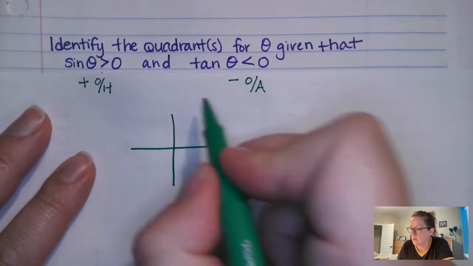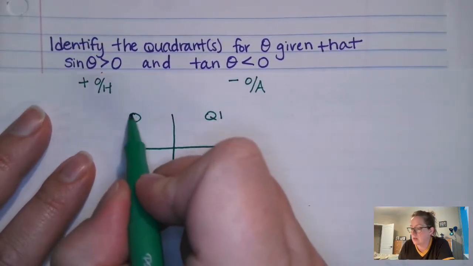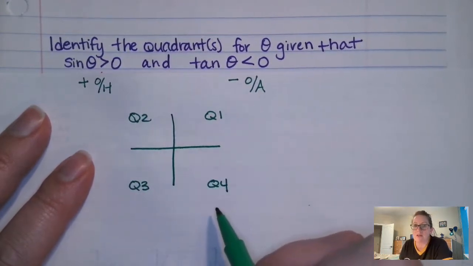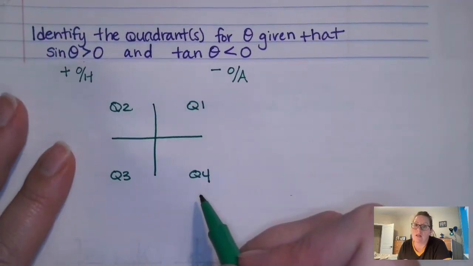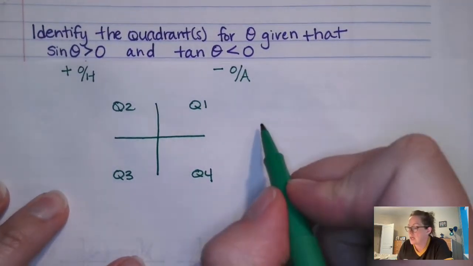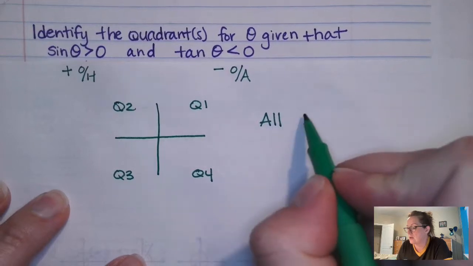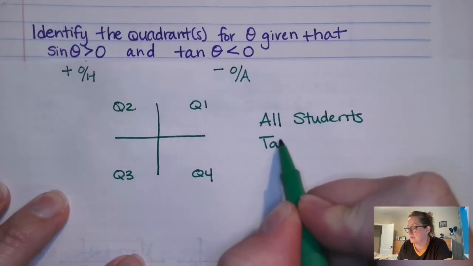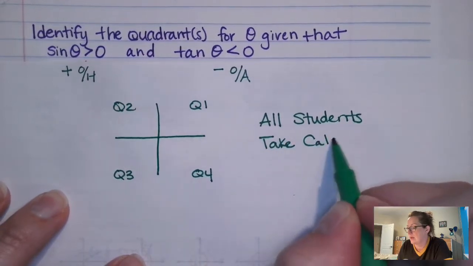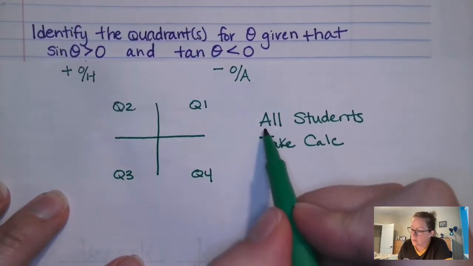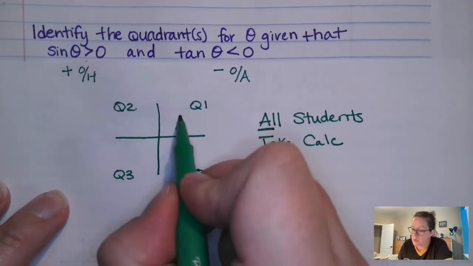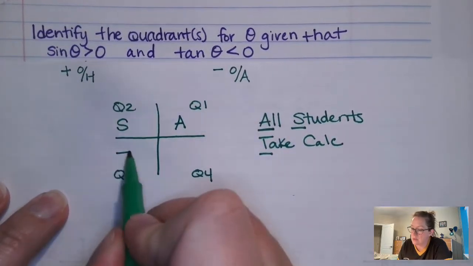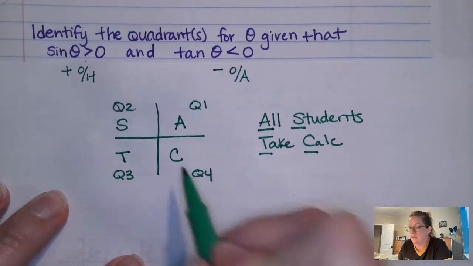So let's get a little review on quadrants. Quadrant 1 is up here, and it goes counterclockwise: quadrant 2, quadrant 3, quadrant 4. There's a shortcut to knowing which one has positive trig functions in it, and the saying is: All Students Take Calculus, okay? So we're going to put an A in quadrant 1, an S in quadrant 2, a T in quadrant 3, and a C in quadrant 4.